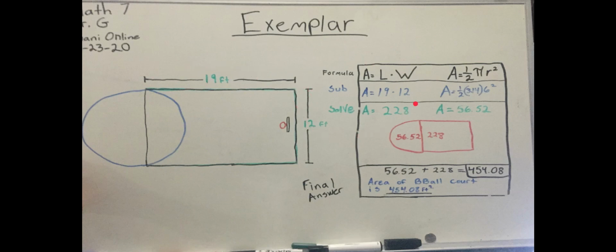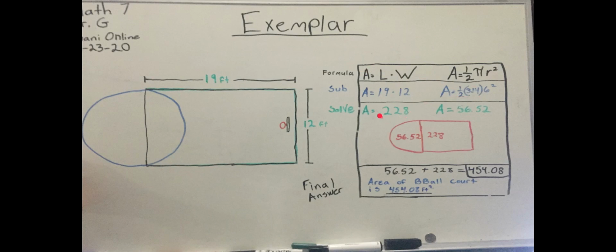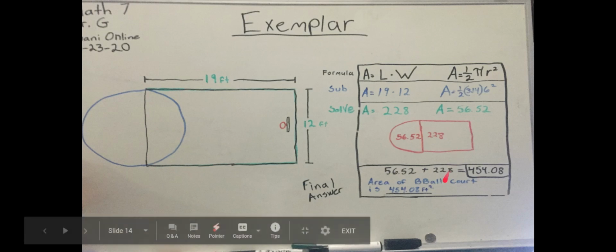Okay, as you can see here, I broke it down into 2 different problems. I substituted and then I solved. And as you can see here, here's my area, 56.52, area of my semicircle. 228 is the area of my rectangle. And 454.08 is the area of the entire basketball court.